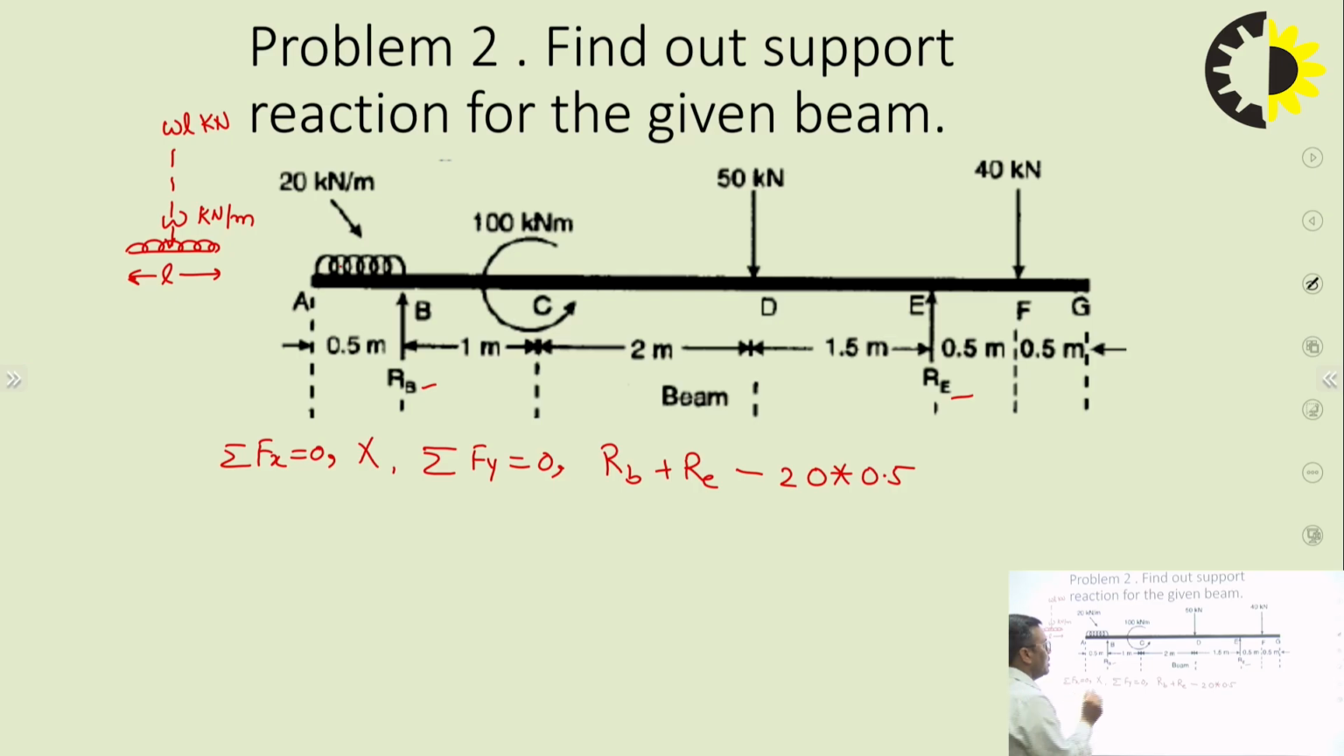Any issue? Is this a force? No. It is a moment. You can see the unit. It is a couple, 100 kilonewton meter. So will this be part of this equation, sigma Fy equal to 0? No.